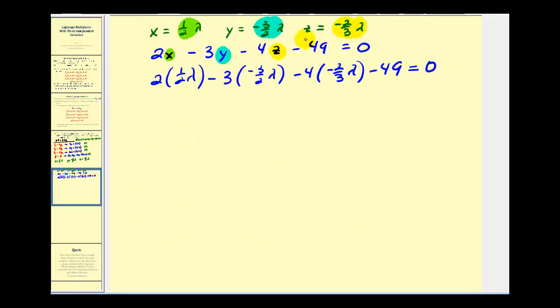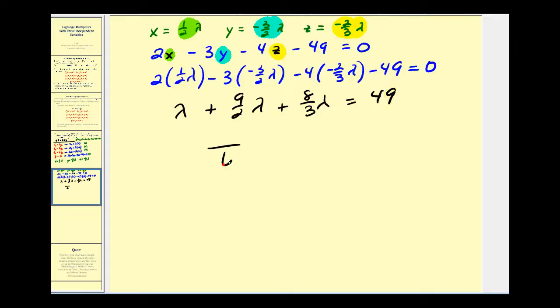Okay, so here's x, y, and z in terms of lambda. Here's equation 4. And then here's the substitution. Notice everything is in terms of lambda now. So we have one equation with one unknown. So now we can solve for lambda. Here we'd have lambda plus 9/2 lambda plus 8/3 lambda. Let's go ahead and add 49 to both sides.